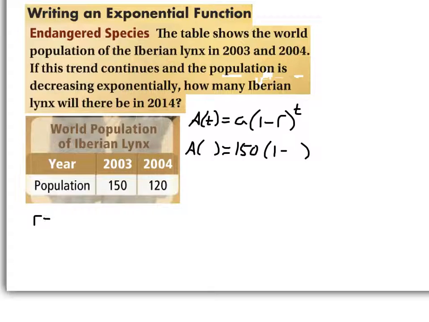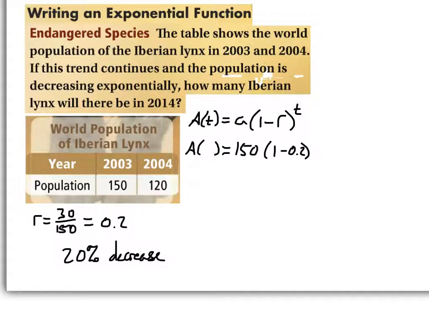120 divided by 150. Nope, not 120 divided by 150. What are we decreasing by? You guys already said we decreased by how many? 30 individuals. So 30 out of the original 150 is 0.2. So it decreased by 20%. Okay? So that's going to be our R value, 0.2.